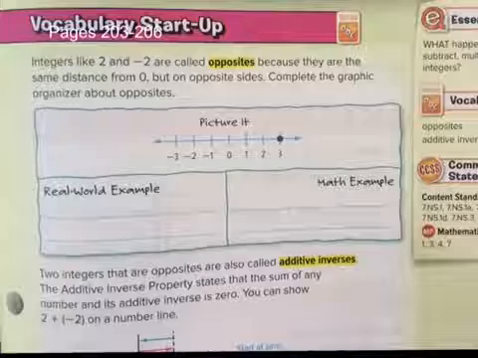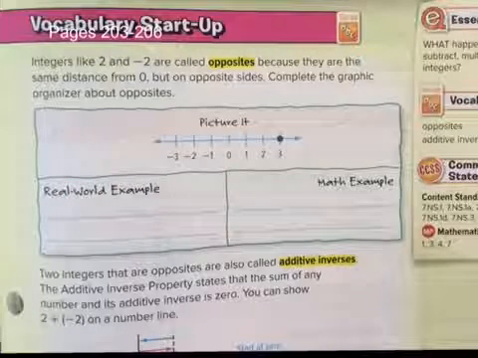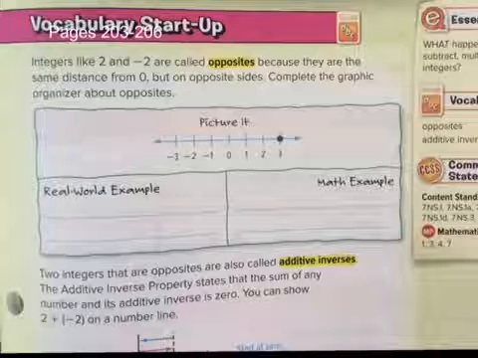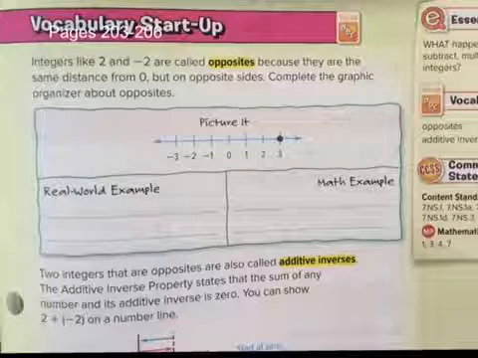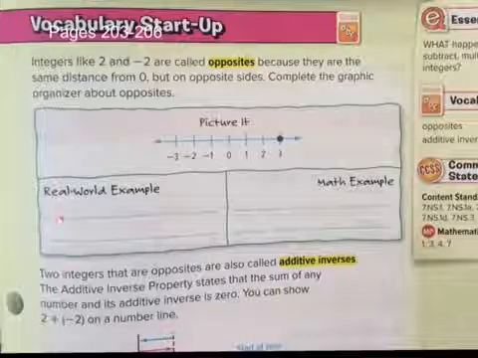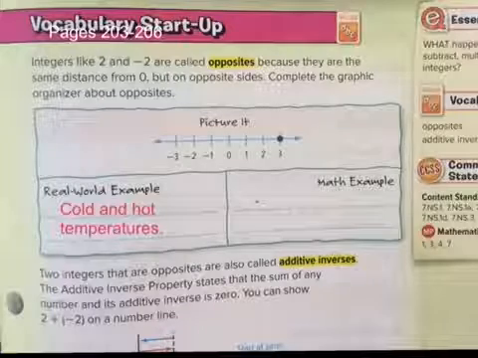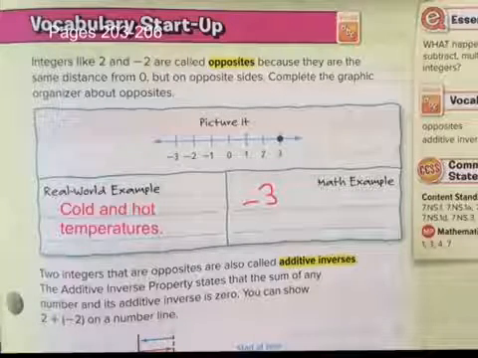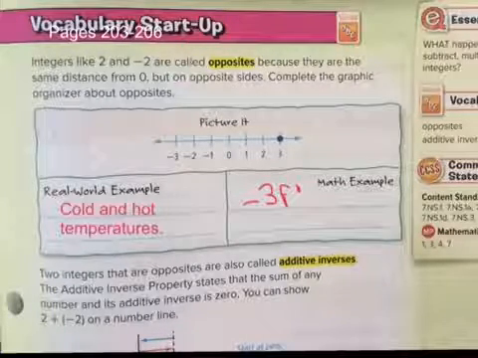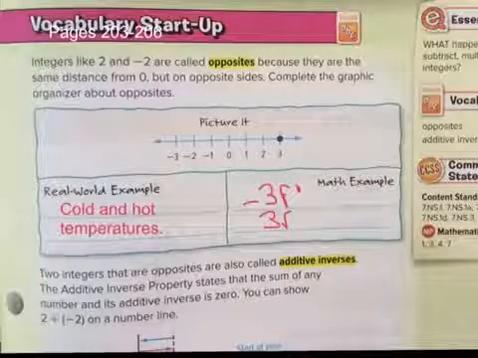Where do we normally see positive and negative numbers? Well, if you have ever looked at the temperature, freezing temperatures are below zero, and non-freezing temperatures are above zero. So you would see this for cold and hot temperatures. And what would be a math example? Well, you can have a temperature of -3 Fahrenheit, or you can have a positive 3, just regular 3 Fahrenheit.